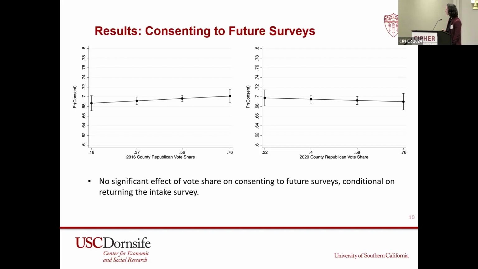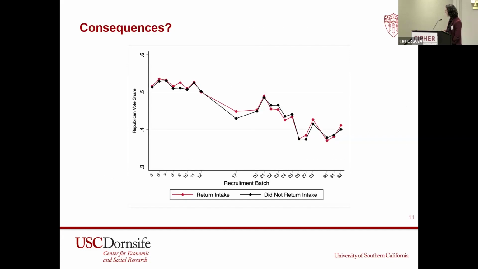Now, when it comes to consenting to future surveys, which is what they need to do to become a part of our panel, we don't find any significant effect of vote share on consenting to surveys in the UAS, conditional on returning the intake survey. So does this drop really have any consequences for representation in the UAS?